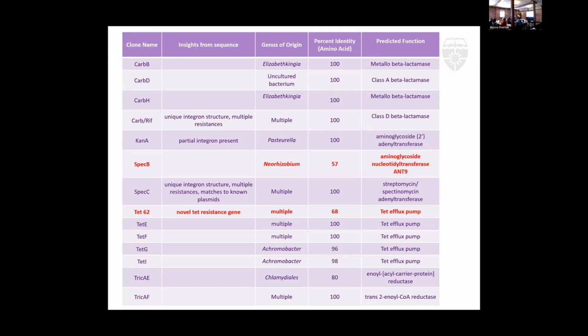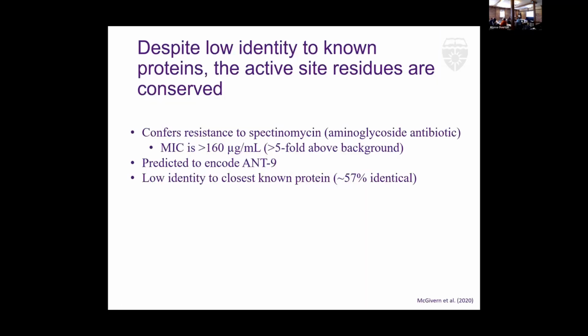Some of the others are not so clear. Up above, I've got the clone called SpcB. It's 57% identical to the closest known relative. Is it really novel? I would hope so. It was interesting enough for us to follow up on and try to figure out what's going on there. It's predicted to encode an aminoglycoside nucleotidyltransferase. Spectinomycin is an aminoglycoside antibiotic, so that is not all that surprising. And just looking at what we have, if we put this into E. coli, we get about a 5-fold increase in antibiotic resistance over our control.